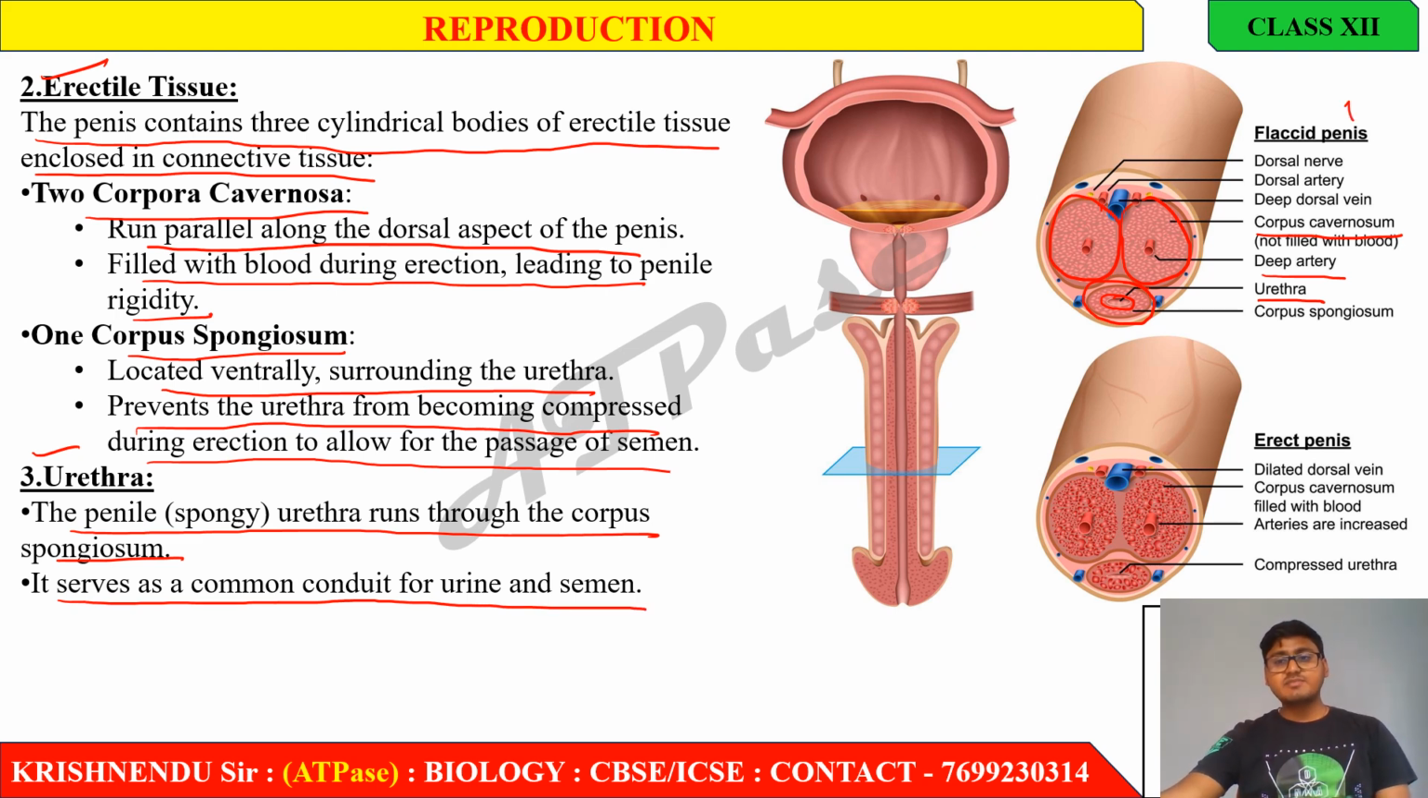This is the flaccid penis picture, that means the penis in normal condition, and this is the erect penis picture. You can clearly observe the differences in the corpus cavernosa. Here more blood is observed, and in the flaccid penis there is no blood inside the corpus cavernosa, or only a little bit of blood is present. So these are the main differences between the flaccid penis and the erect penis. Let's move to the next slide.